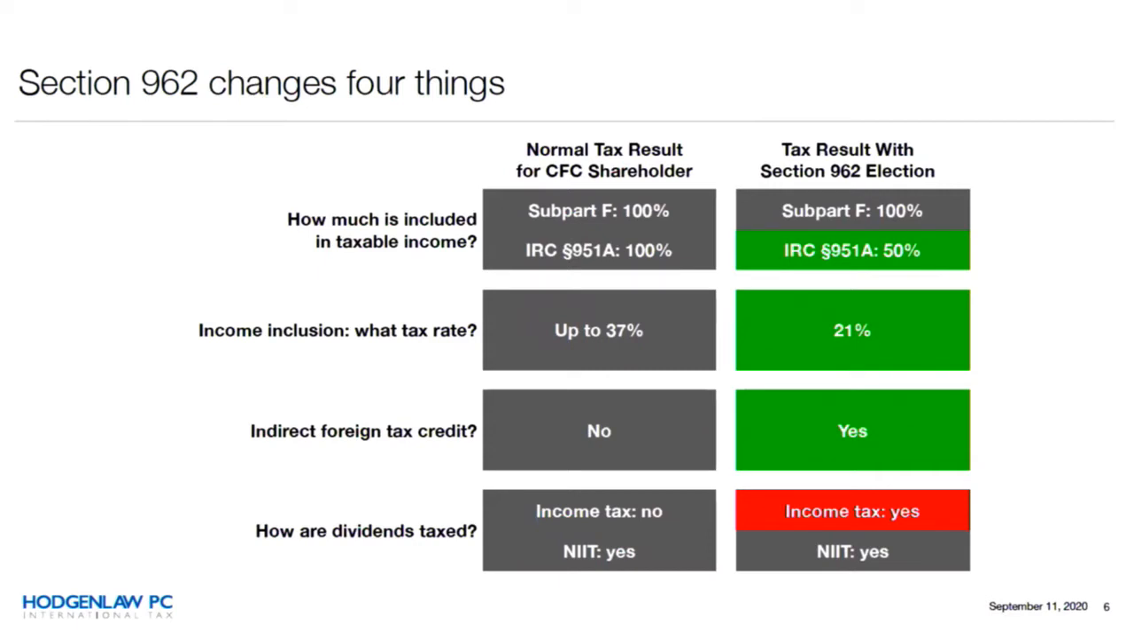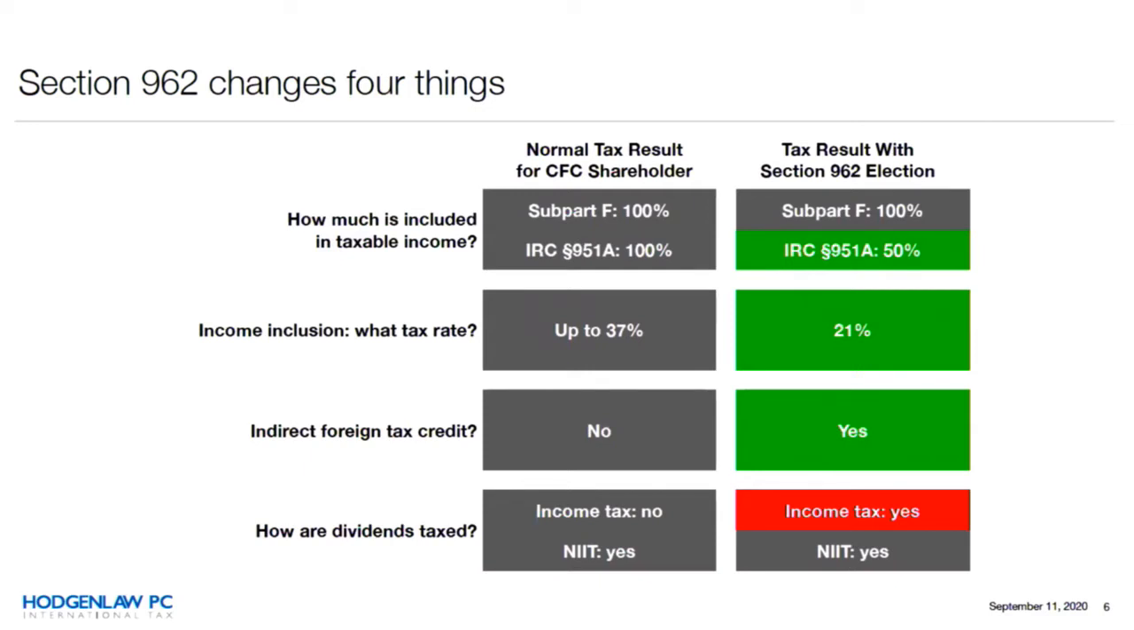And finally, the bottom. So we see three green things. That's good as a result of the Section 962 election. And at the bottom, how are dividends taxed? Well, in the default mechanism, dividends aren't taxed at all. But in the Section 962 election context, dividends are taxed according to a semi-messy little formula that we'll go into later. So those are the results.